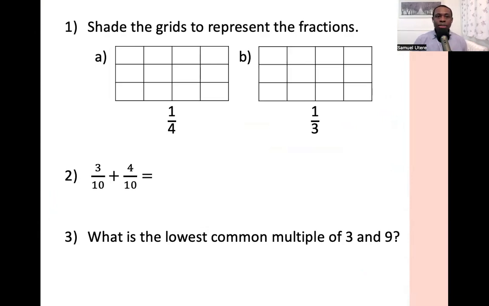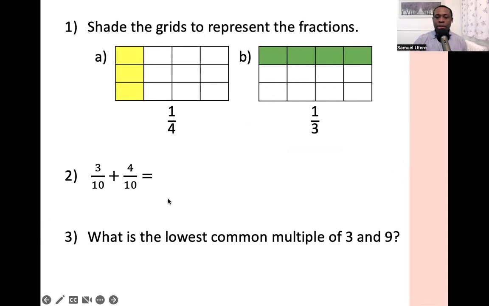So here we're asked to shade the grids to represent the fractions. You can see the grid is divided into 4 columns. So if we shade a part of that, that is a quarter. Now remember, we can shade any of them that would still satisfy the answer. Here, 1/3, we can see that we have 3 rows. So if we shade one row, that satisfies the answer. We can shade any rows that would still satisfy the answer.